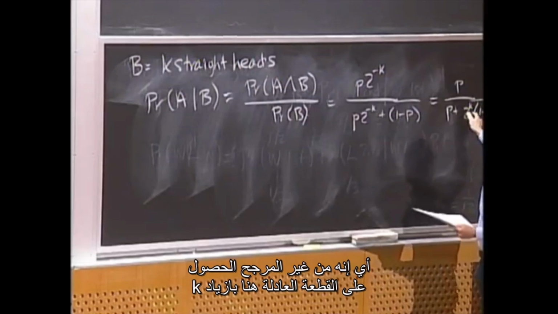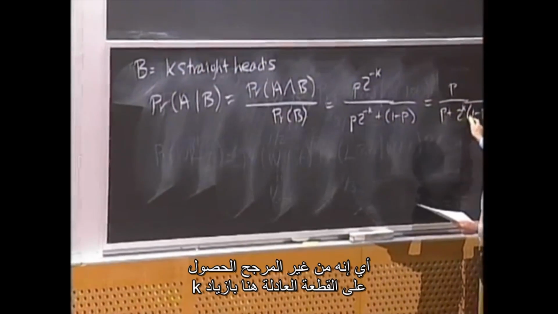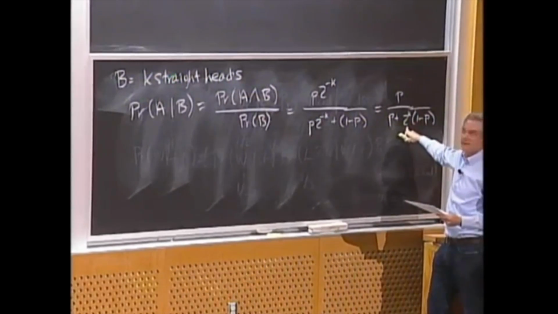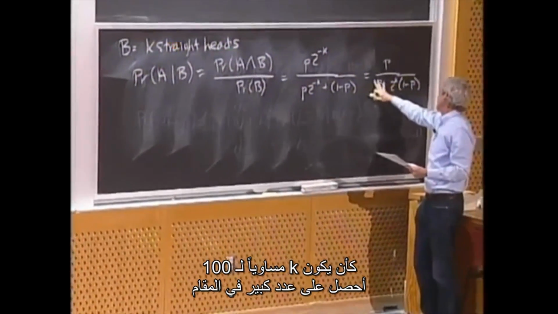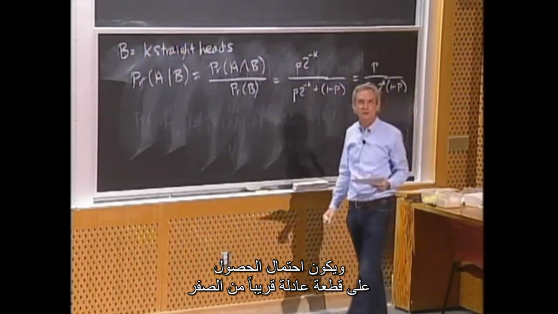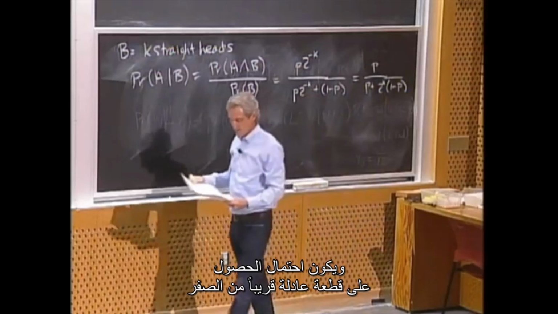All right, so it gets very unlikely that I've got the fair coin here as K gets big. Like if K is 100, I got a big number down here, and basically it's close to 0 chance of the fair coin.